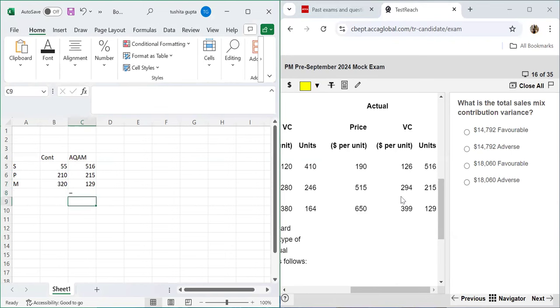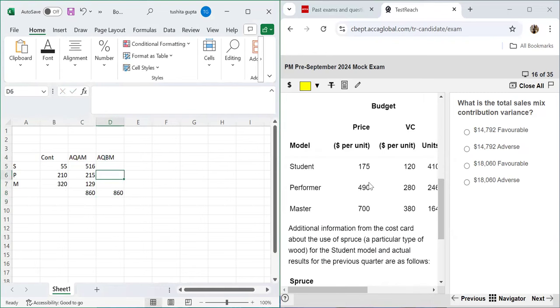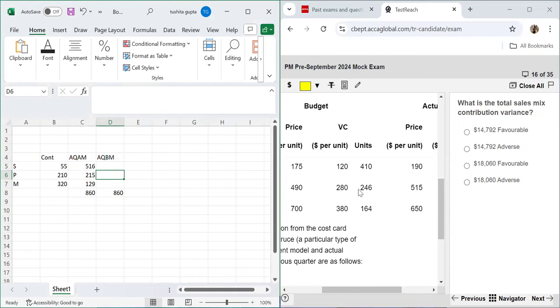So the total of them is going to be the sum. So this is 860 right in front of you. Now this needs to be converted to the actual quantity in the budgeted mix. So AQ in the BM. So the total is going to remain the same, which is 860. Now this needs to be divided in the standard budget ratio. So as per us, the ratio is 410, 246 and 164.